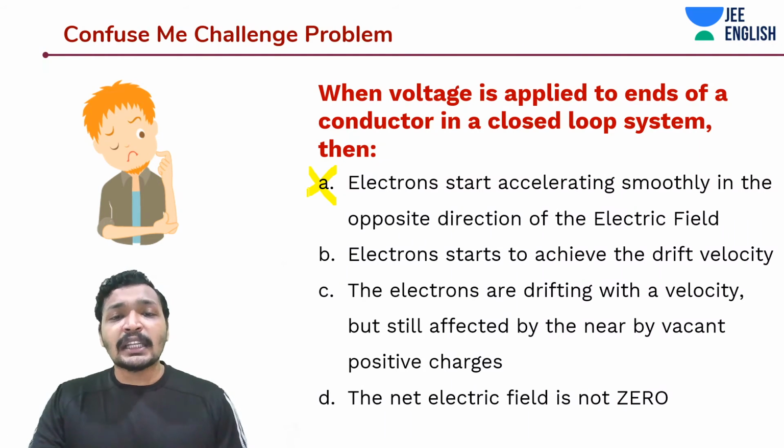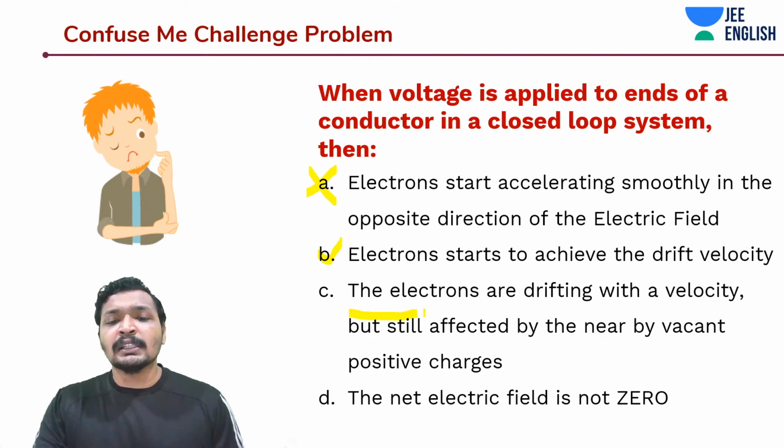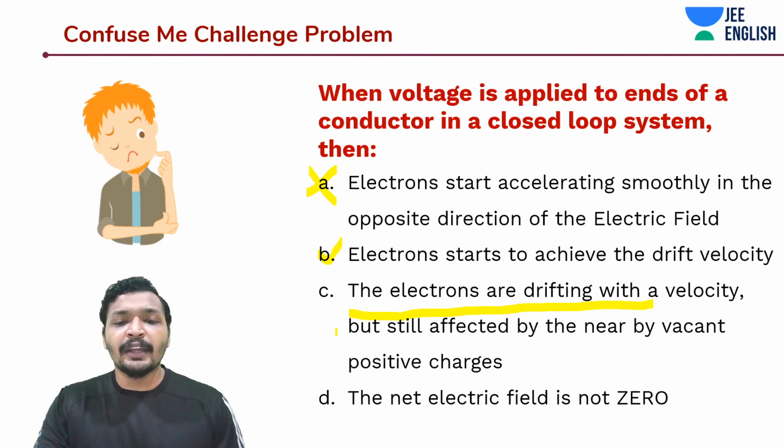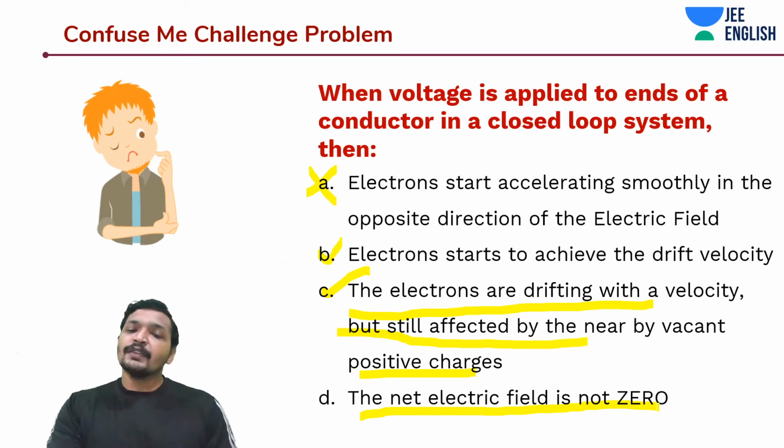Electron starts to achieve the drift velocity, which is kind of true. It's not totally true, but it is kind of true. Electrons are drifting with the velocity, but are still affected by the nearby vacant positive charges. Okay guys, this is totally true. And the net electric field is not zero anymore, which is also true.